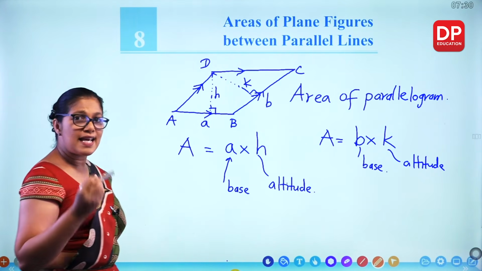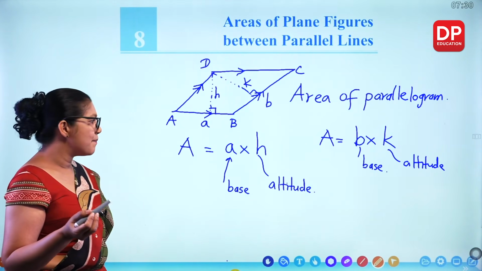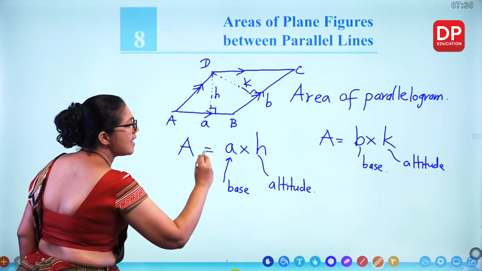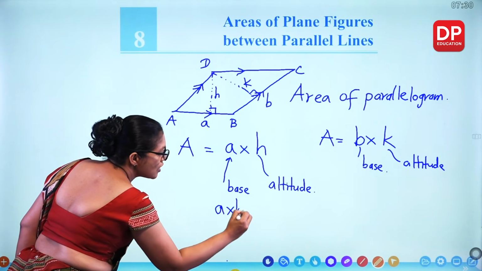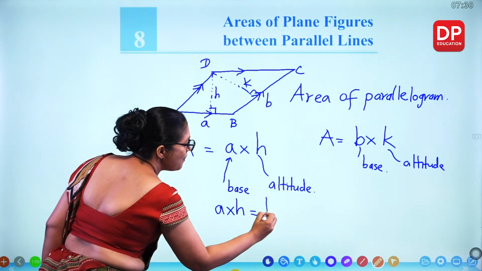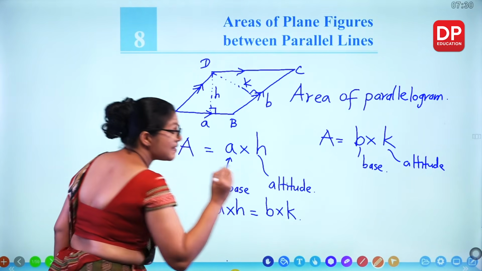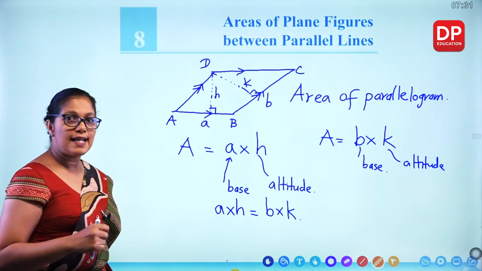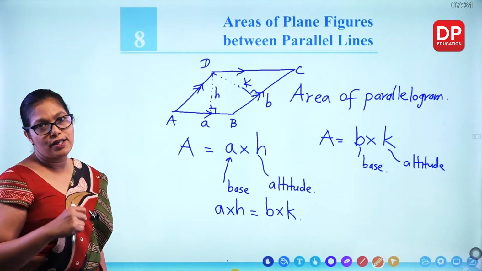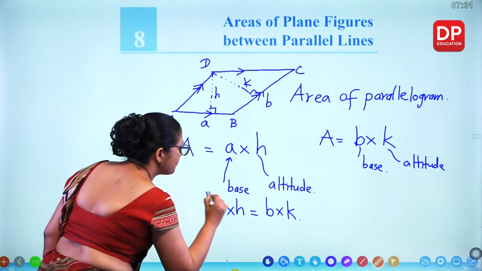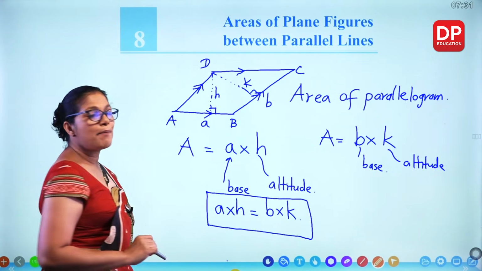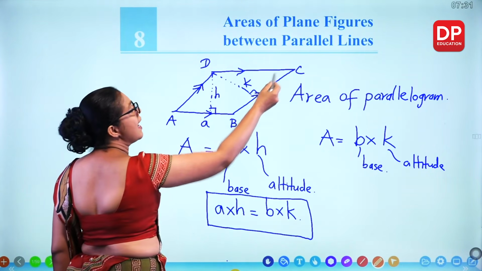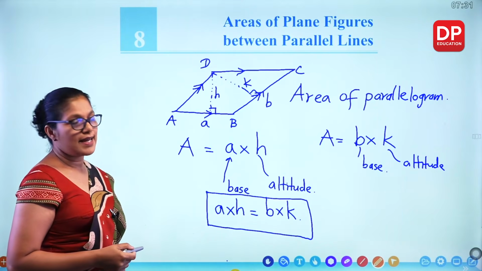But we know this is the same parallelogram. The area is the same. So we can equate these two. So I can write, A times H should be equal to B times K. This is important in parallelograms. If you select any base, you have to select the corresponding perpendicular height. So remember, one base times its perpendicular height is the same as any other base times its perpendicular height.